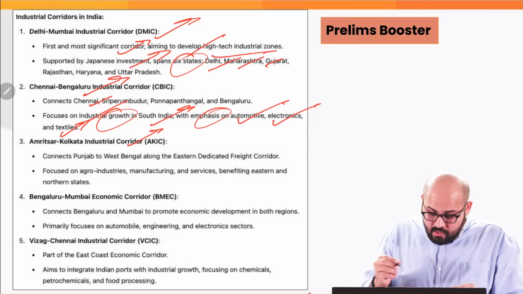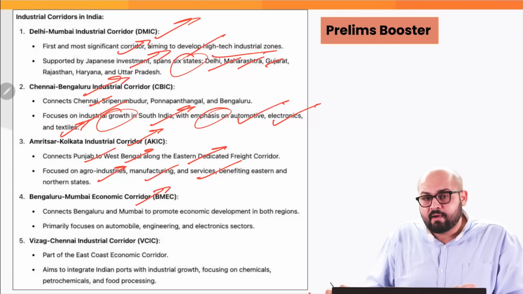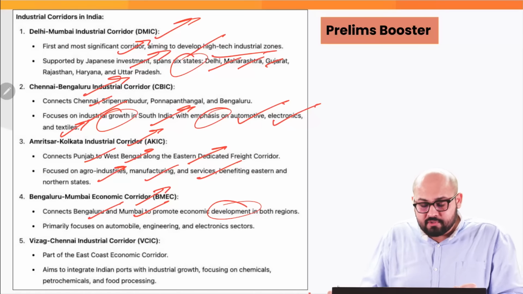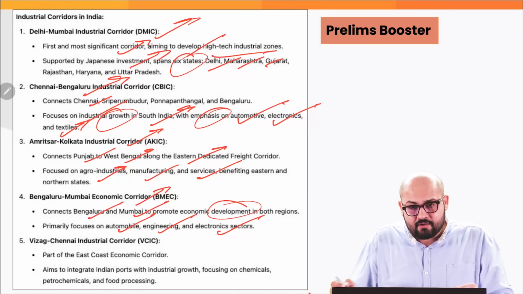Amritsar-Kolkata Industrial Corridor, so it connects Punjab to West Bengal along the Eastern Dedicated Freight Corridor, focus on agro-industries, manufacturing, services. Then we have got the Bengaluru-Mumbai Economic Corridor, connects Bengaluru and Mumbai to promote economic development in both the regions, primarily focuses upon the automobile, engineering and electronics sectors.